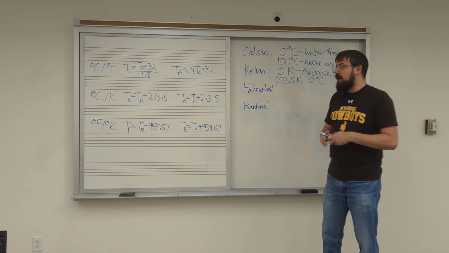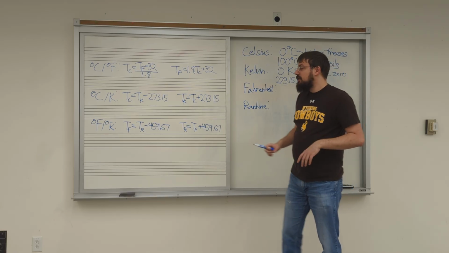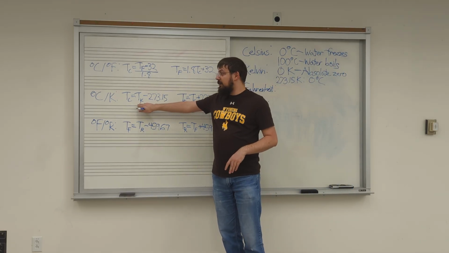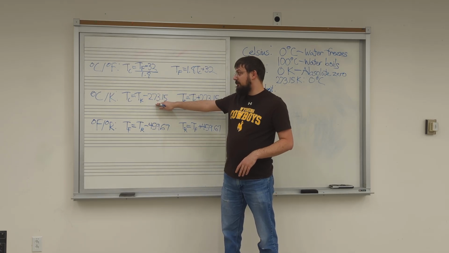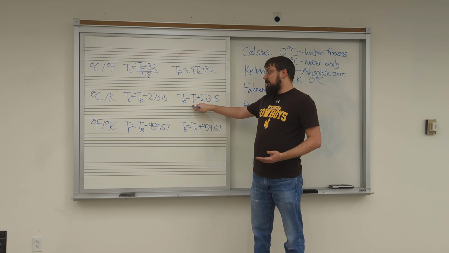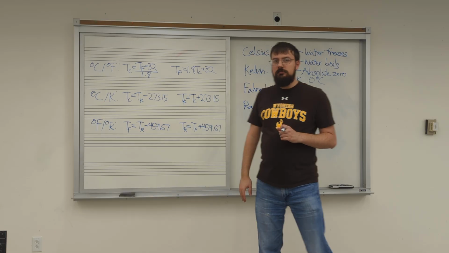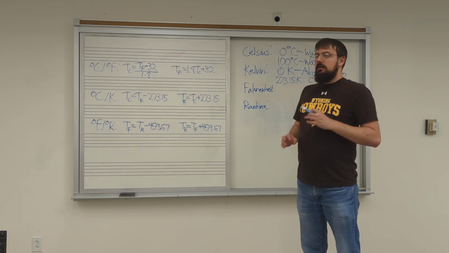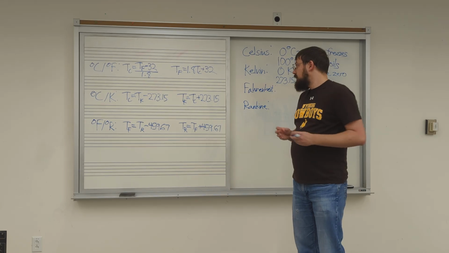So when we are going back and forth between the Celsius and Kelvin temperatures, if we're given a Kelvin temperature and we want to find the Celsius temperature, we just subtract 273.15. If we're going the other way, we're given a Celsius temperature and we want to find the Kelvin temperature, we just add 273.15. All right? So these are the two metric scales for temperature.